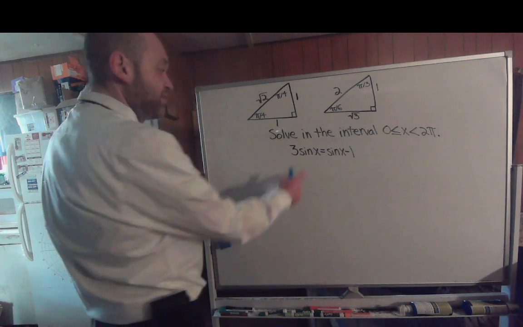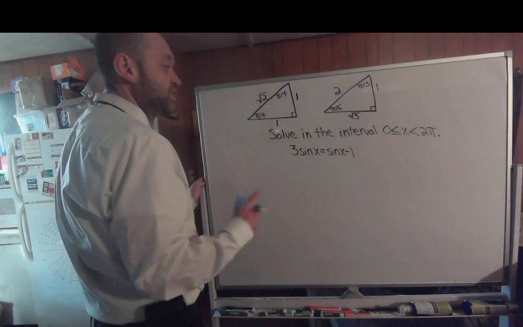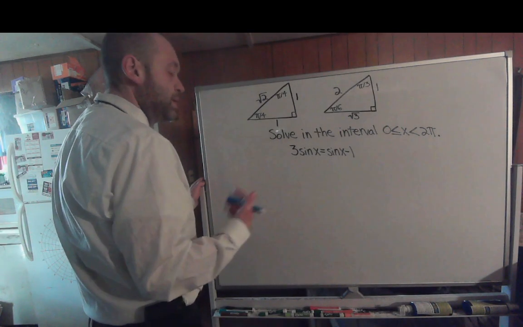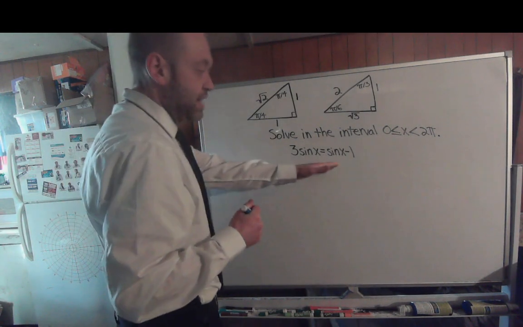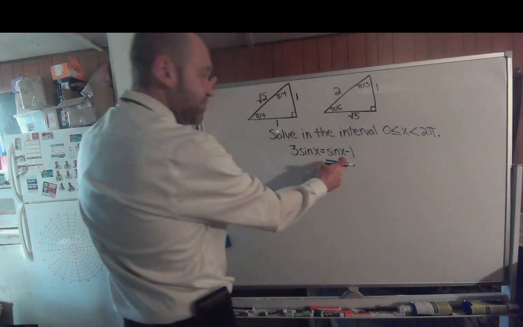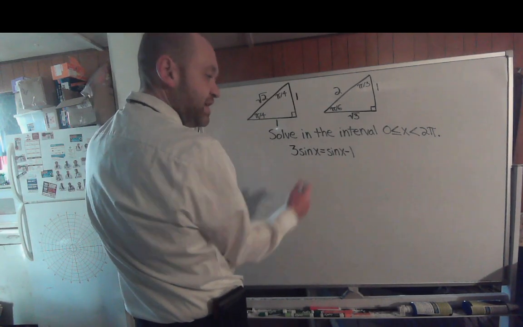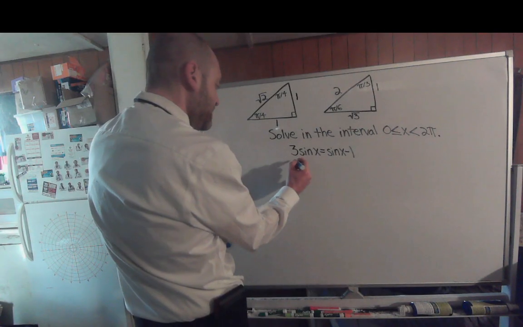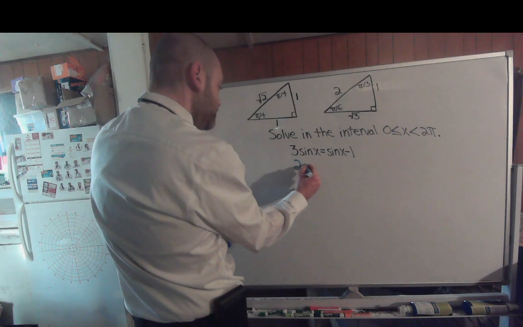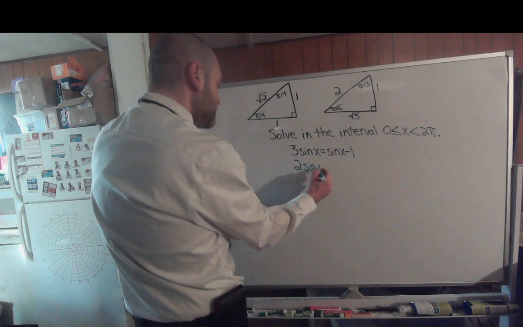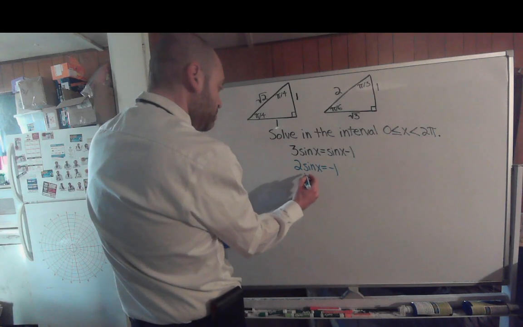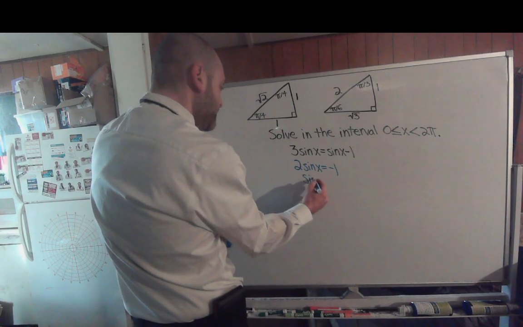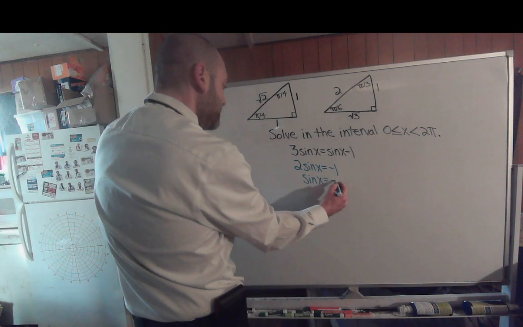So here you have 3 sine of x equals the sine of x minus 1. So what you want to do, treat this like algebra. You'll want to get that negative 1 by itself, get the sine of x out of the right hand side. So this would turn into 2 times the sine of x equals negative 1, which would end up giving you that the sine of x equals negative 1/2.